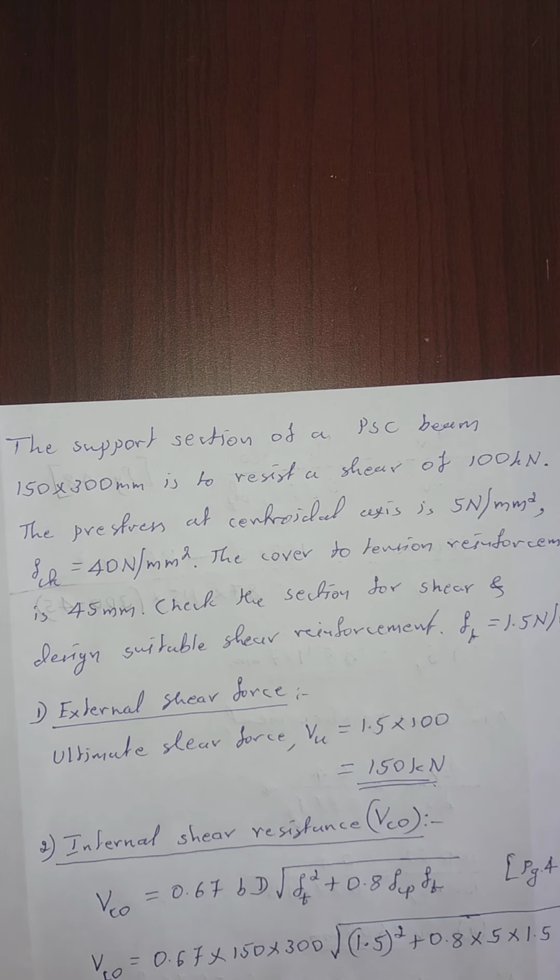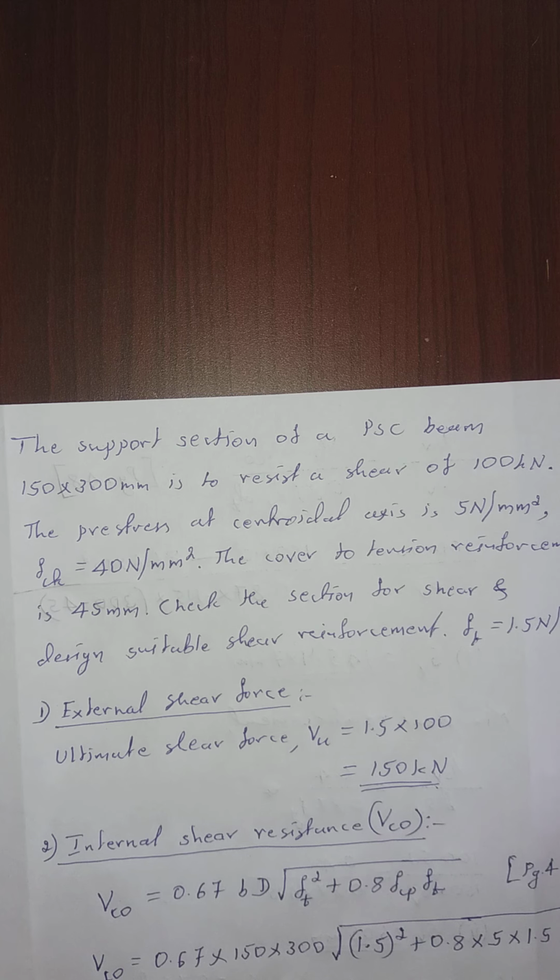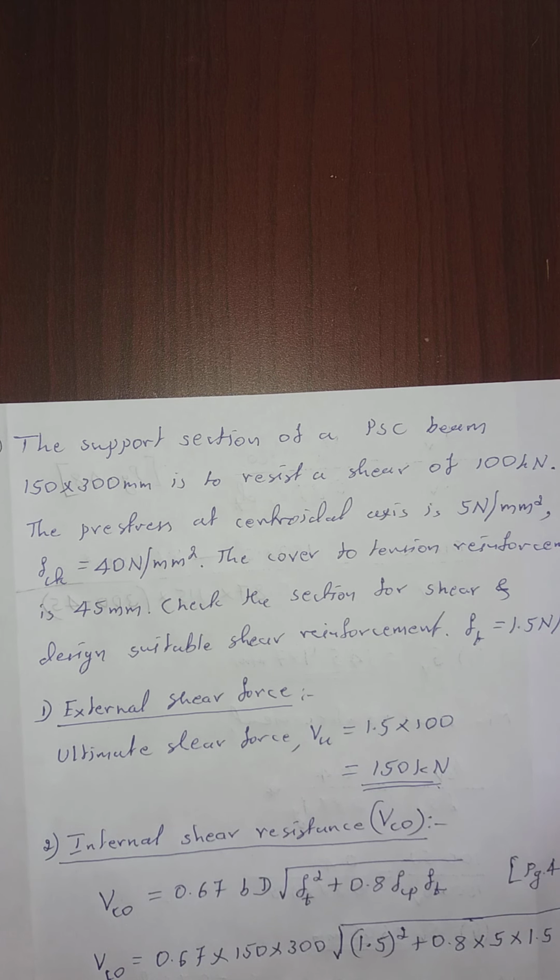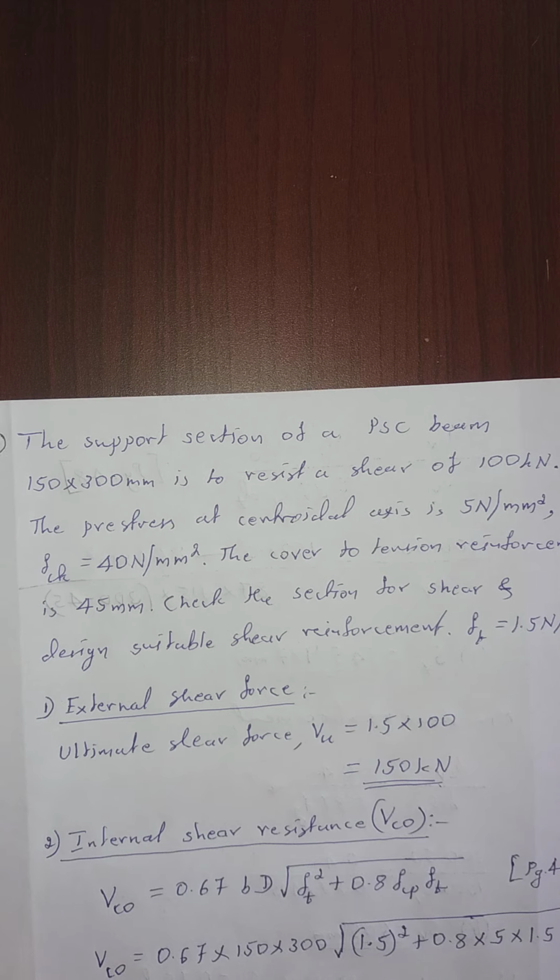150 mm by 300 mm is to resist a shear of 100 kilonewton. The pre-stress at the centroidal axis is 5 Newton per mm square. FCK is equal to 40 Newton per mm square. The cover to tension reinforcement is 45 mm. Check this section for shear and design suitable shear reinforcement. Ft is given as 1.5 Newton per mm square. So we'll go with the first steps only.